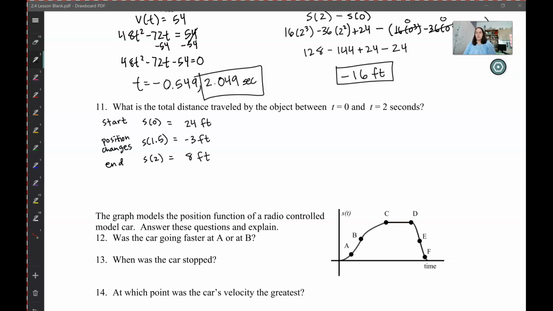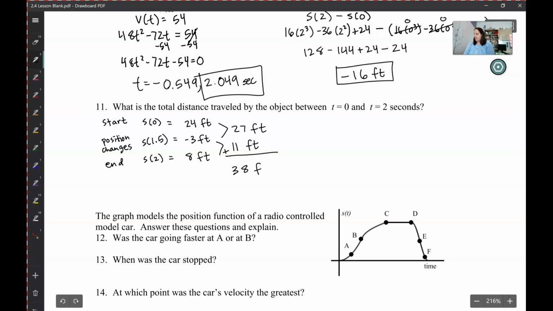Okay, so this is what you should have gotten. So we're going to imagine this. We started at 24 feet. Then I traveled to negative 3 feet. So from 24 to negative 3, that's a total of 27 feet. Then I went from negative 3 feet all the way up to 8 feet. That's a total of 11 feet. So if I add those together, my total distance that I traveled should be 38 feet.